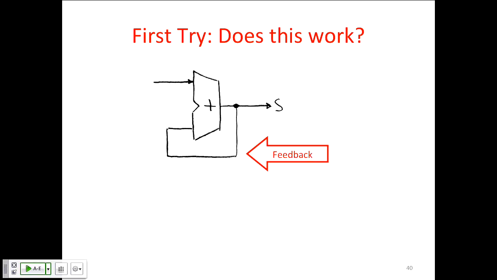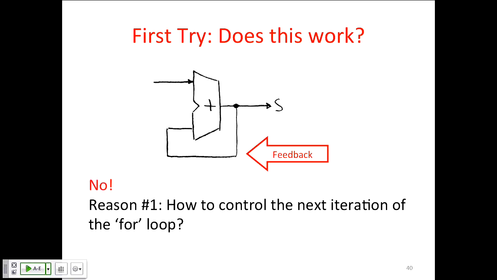Well, no. Right, so this wouldn't work because you don't really know. Remember, it takes time for the signal to propagate around this loop, and you don't know when one iteration ends and the next one starts. So the signal is just flowing around with nothing to control it. The other thing is, how do you initialize this? How do you say sum equals 0 to start this thing off? There's no way to do that in this circuit as it is.